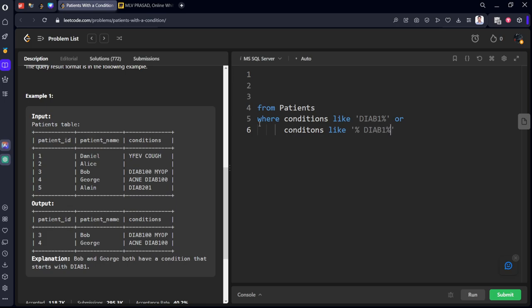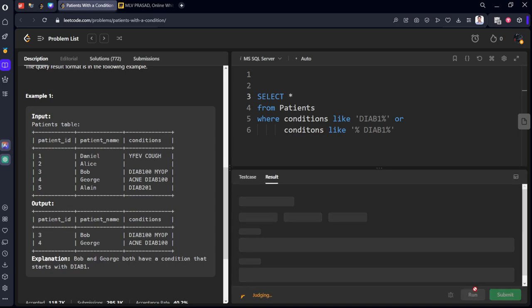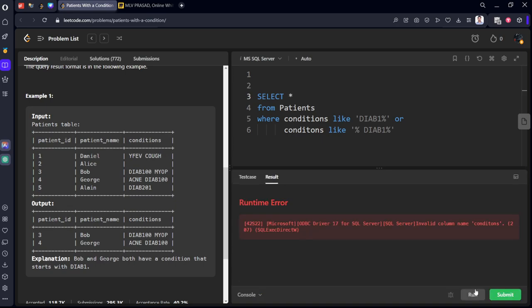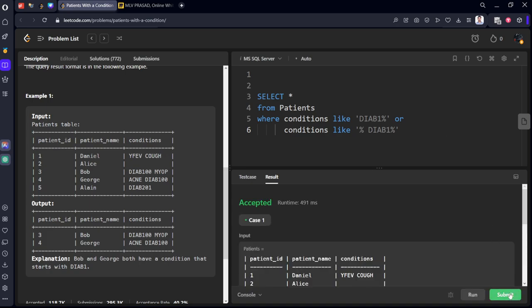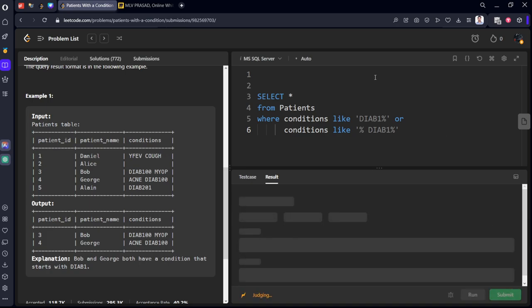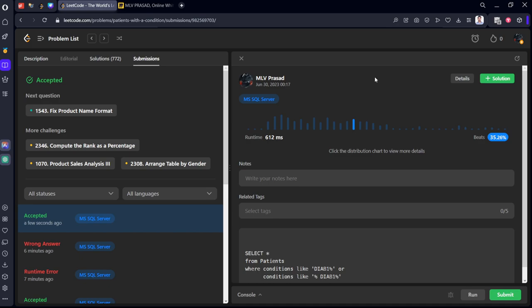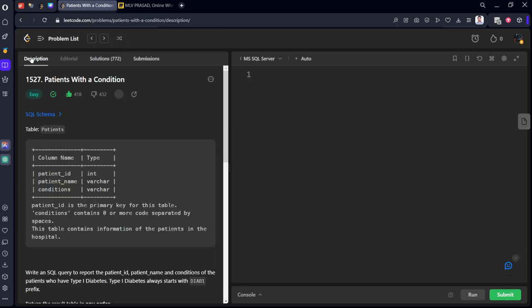And what are the things which they require? All the three columns. Select asterisk. Conditions spelling, yeah. Accepted. Let's submit it. Okay, our methodology is accepted by the platform.